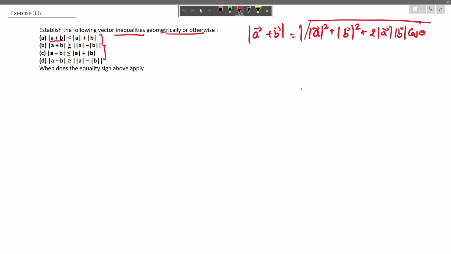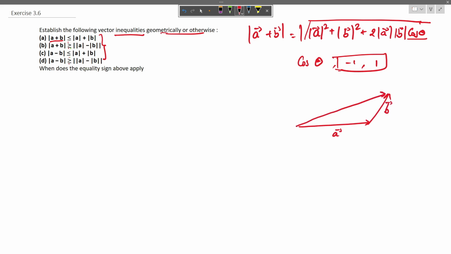Now let us pictorially represent this thing. So here the cos theta ranges between -1 to 1. Now let us represent it with graph. So let us assume this is vector a and this vector b. So the addition would be somewhere like this, a vector plus b vector.